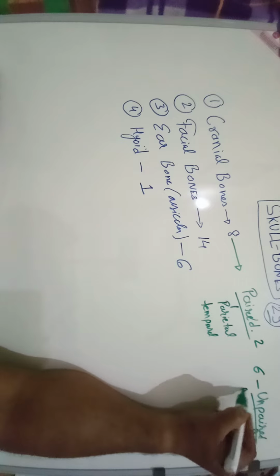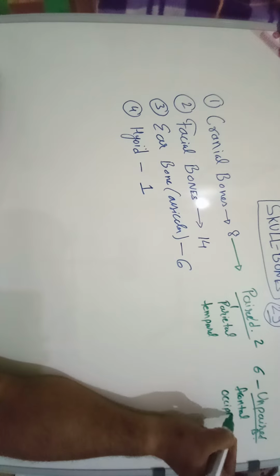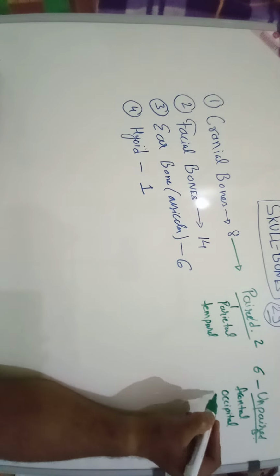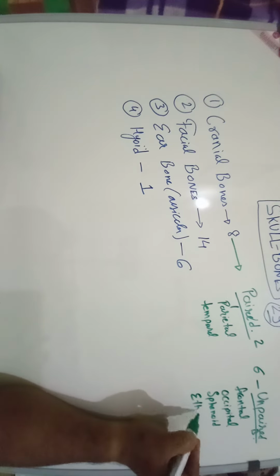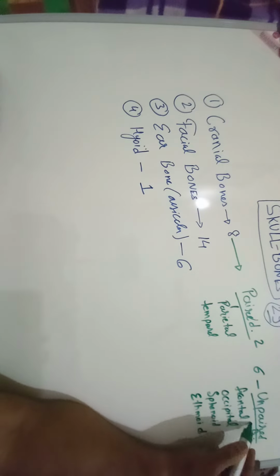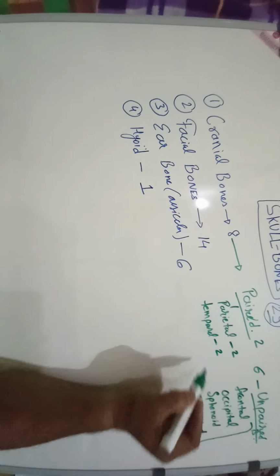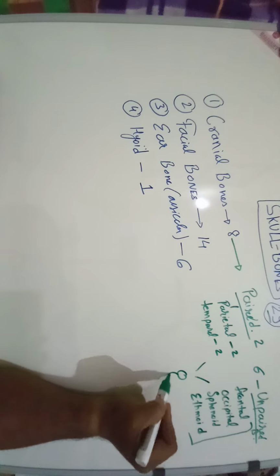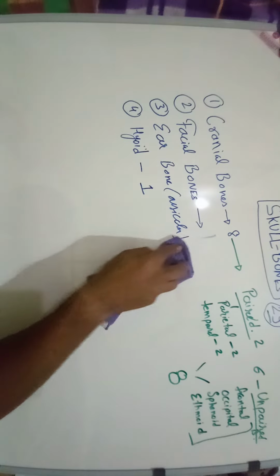Which are they? Frontal, occipital, sphenoid, ethmoid. These are the unpaired bones. Total 8 bones. Okay. Now we will talk about facial bones.